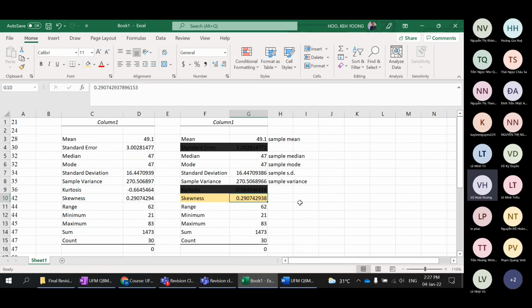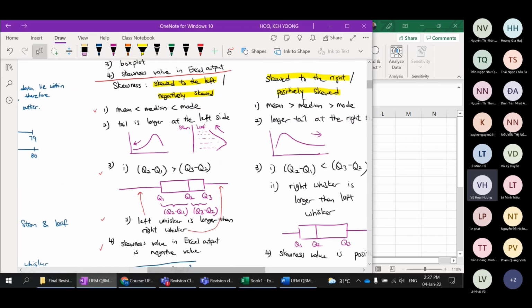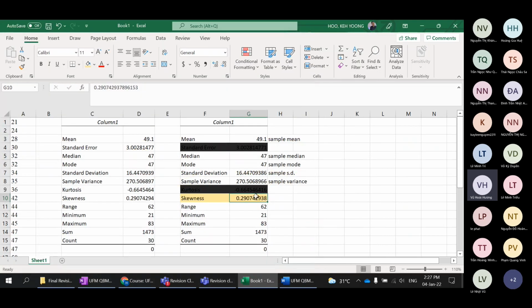So where is the skewness of these distributions? Positively skewed, right? Skewed to the right because this value is positive. If it's negative, then negatively skewed. Of course, we have the range, minimum, maximum. So how do we get the range? Range is maximum minus minimum. Minimum and maximum are the smallest and largest values.